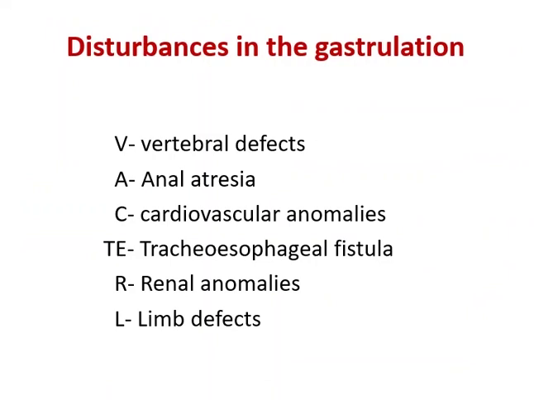Disturbances of gastrulation may be summarized by the word VACTERL. It may lead to vertebral defects, anal atresia, cardiovascular anomalies, tracheoesophageal fistulas, renal abnormalities, and limb defects. We can summarize all these defects that may be associated with gastrulation by the word VACTERL. Again: vertebral defects, anal atresia, cardiovascular anomalies, tracheoesophageal fistula, renal anomalies, and limb defects.